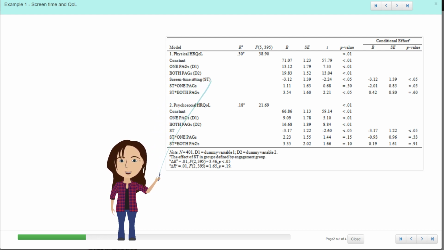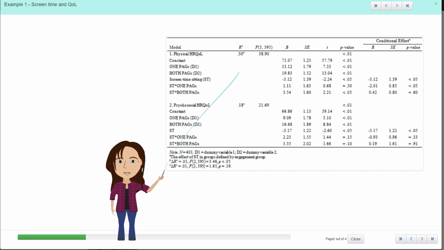So in understanding the basic model, we can see that the parameter estimate here in the B column is negative. So this means as the screen time sitting goes up, there's actually a decrease in the quality of life, the physical measure. So this is telling us for every 1 unit increase in screen time sitting, so that would be for every extra hour of screen time sitting, you would expect a decrease on average of -3 points on the physical quality of life measure.